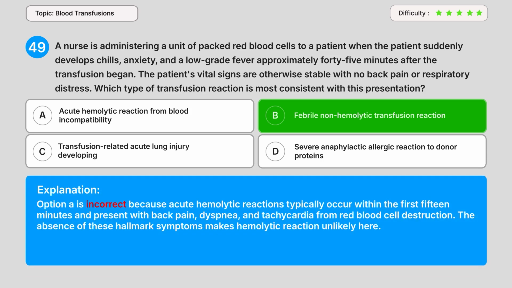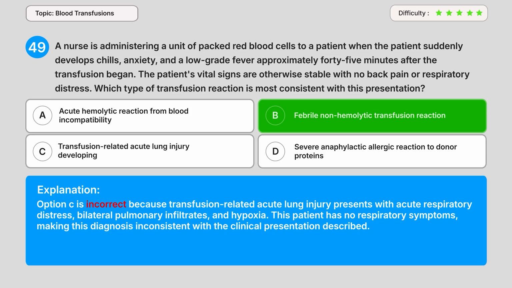Option A is incorrect because acute hemolytic reactions typically occur within the first 15 minutes and present with back pain, dyspnea, and tachycardia from red blood cell destruction. The absence of these hallmark symptoms makes hemolytic reaction unlikely here.